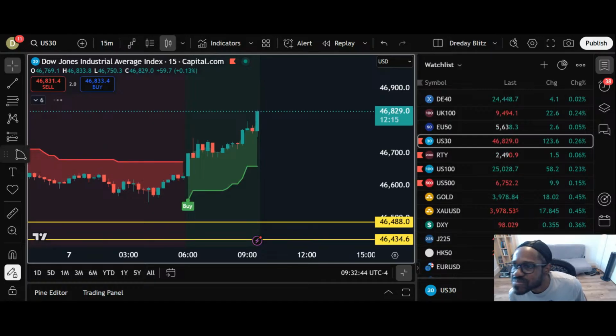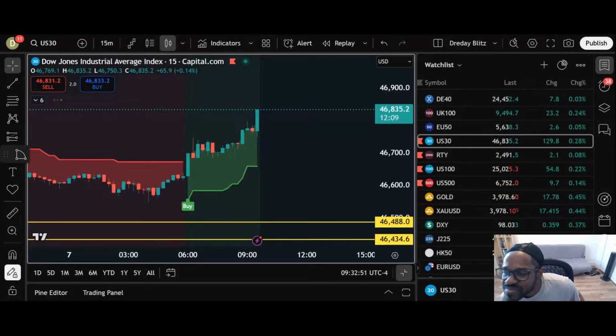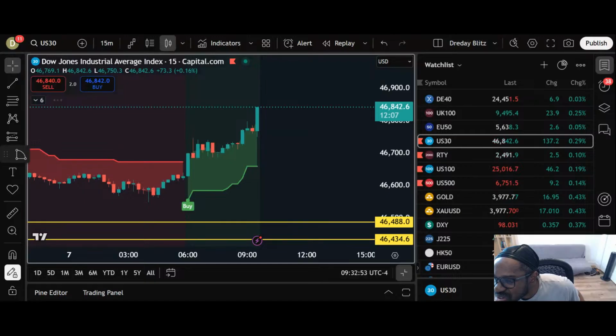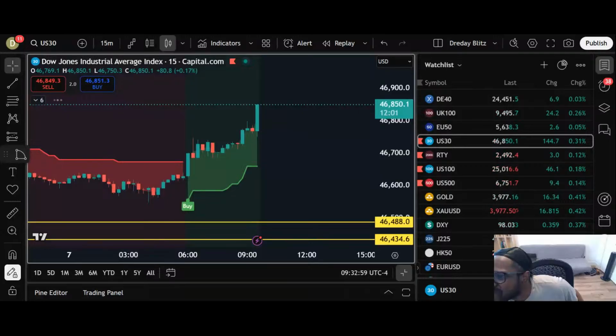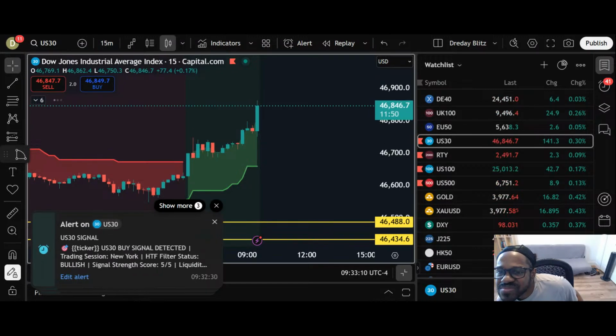Buy US30 at price 46,824.2 on 15 AM time frame at time 9 hours 32 minutes and 31 seconds.